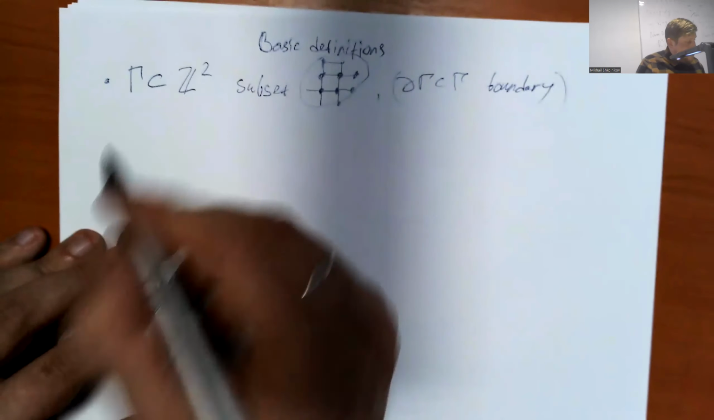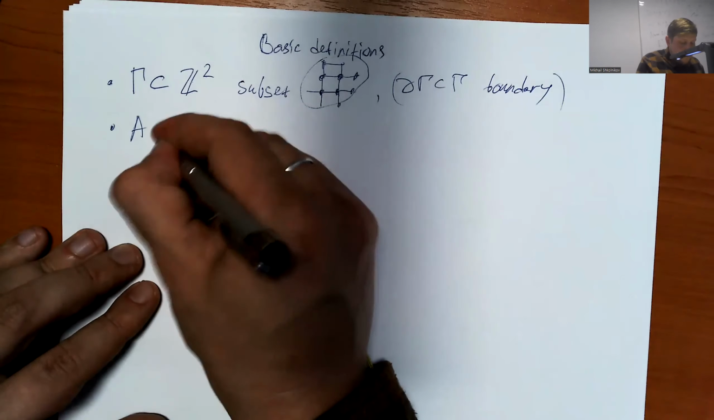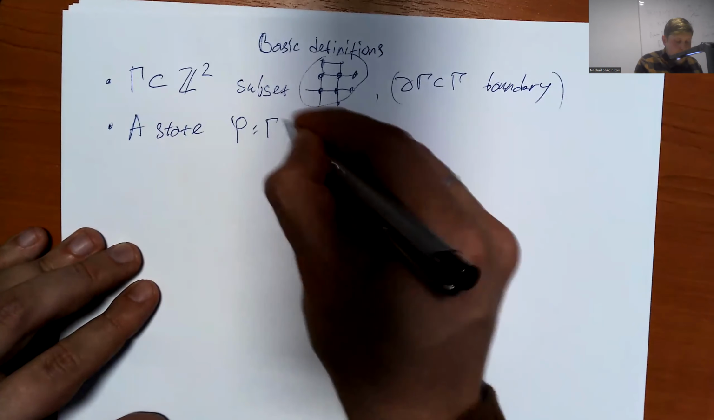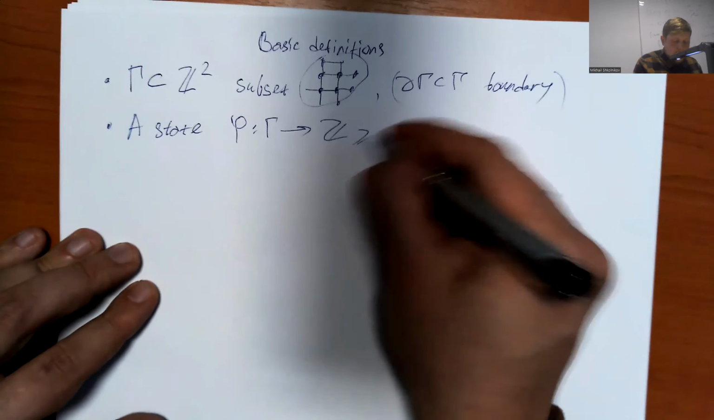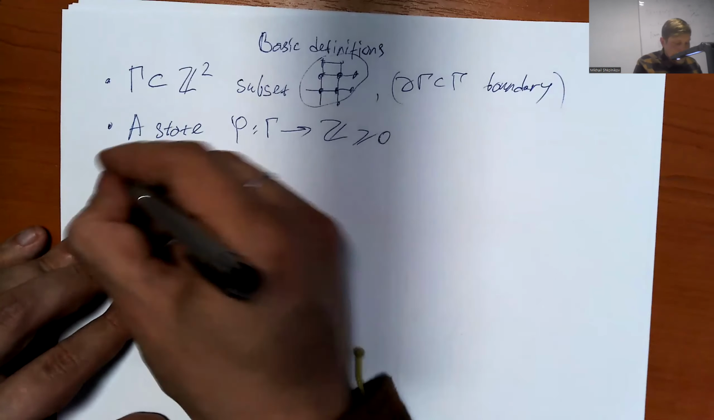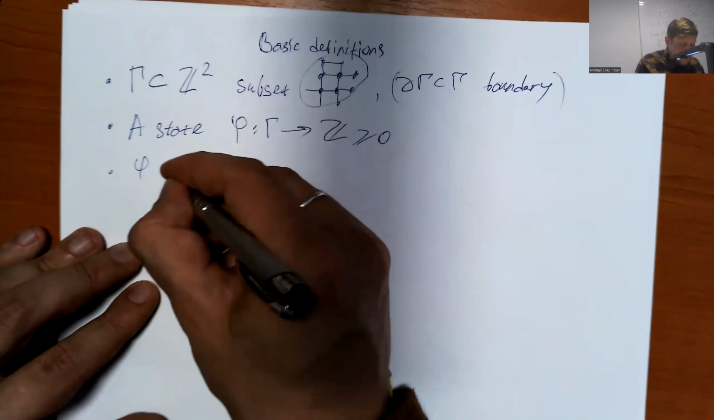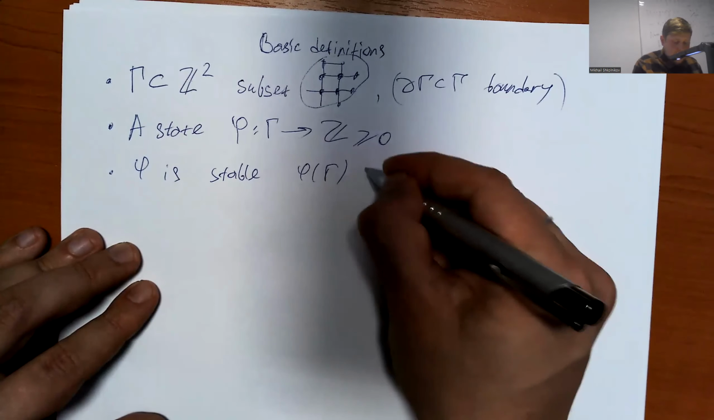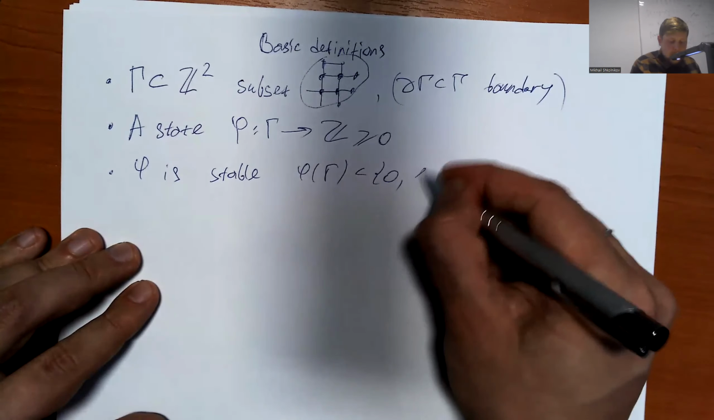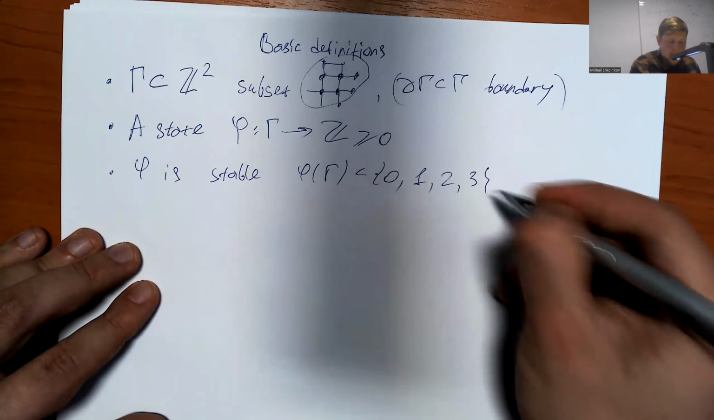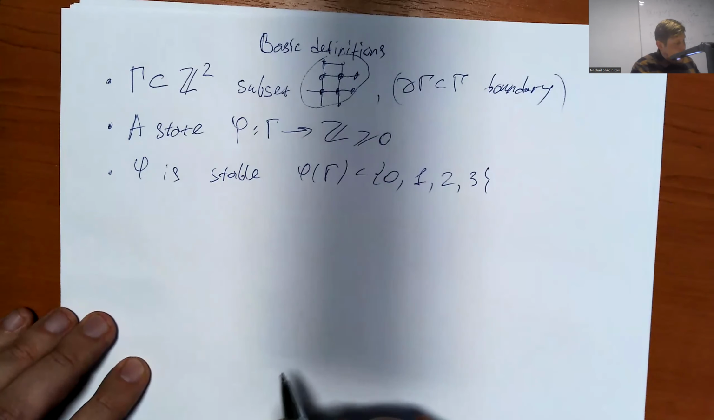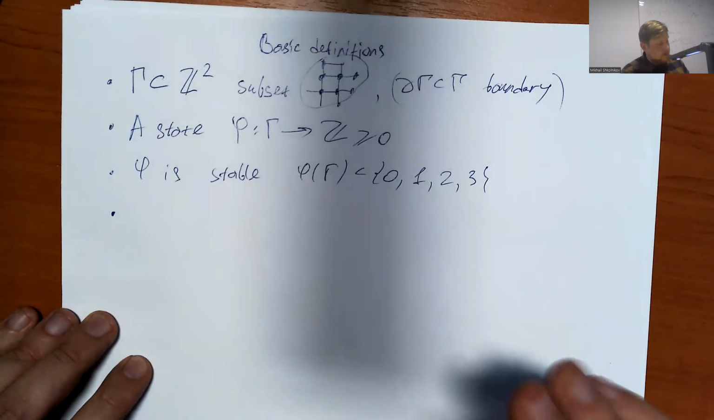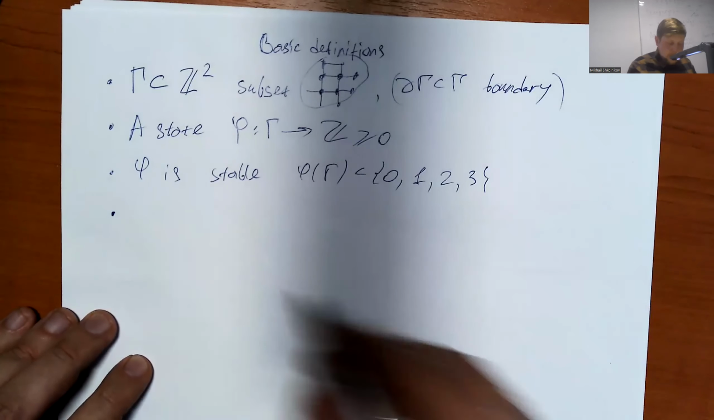Okay. Now, a state on gamma will be simply a function phi from gamma, let's say to non-negative integers. And we call it stable if actually it takes only those four values we talked about. Okay. And now I define the crucial local rule, and there is a single local rule in the whole model, which is called the toppling.